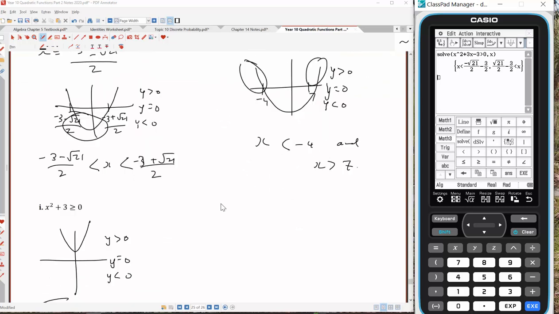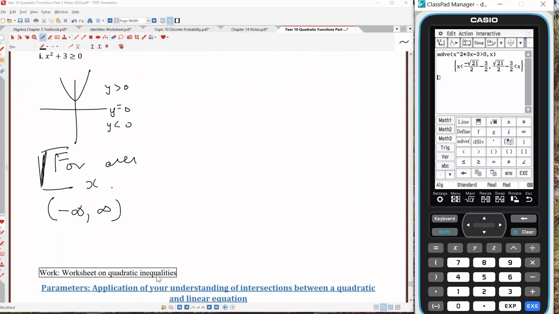All right, so there is a worksheet for this. You'll see the link on Firefly, so grab the worksheet and move your way through it. Check your answers with the solutions or calculator.